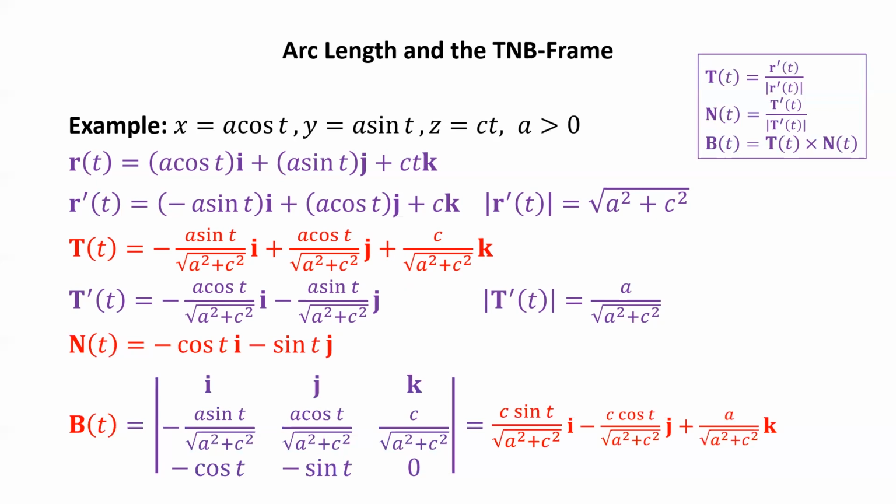And you can check that when you do this computation, you get c sine t over the square root of a squared plus c squared i, minus c cosine t over the square root of a squared plus c squared j, plus a over the square root of a squared plus c squared k.